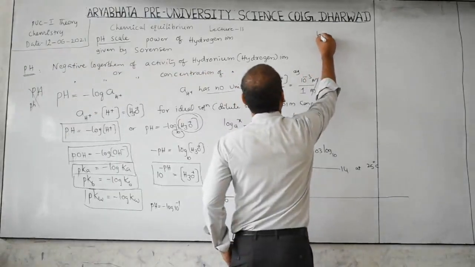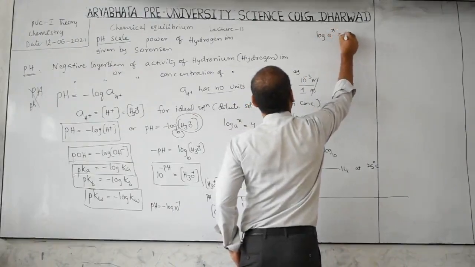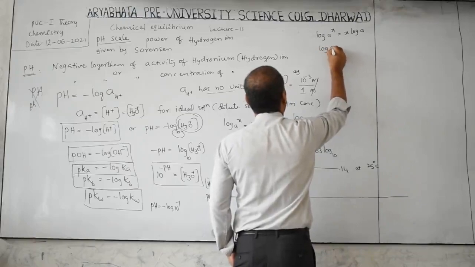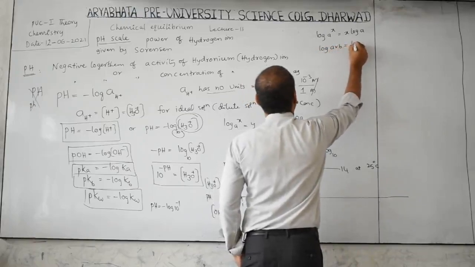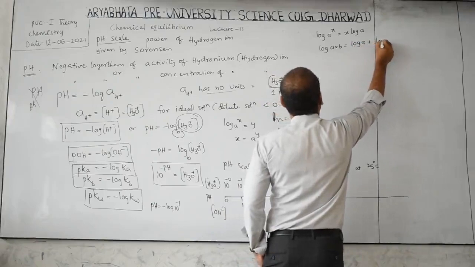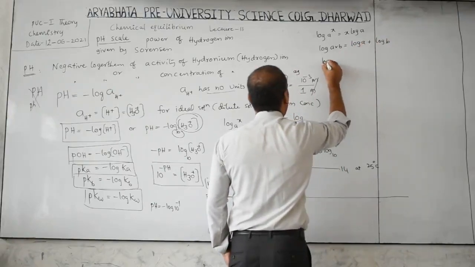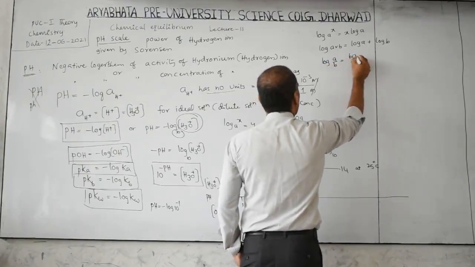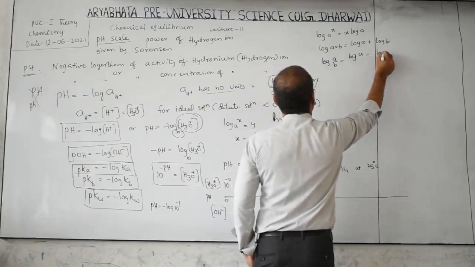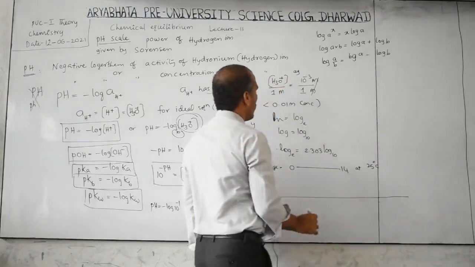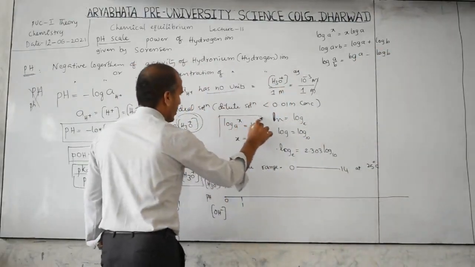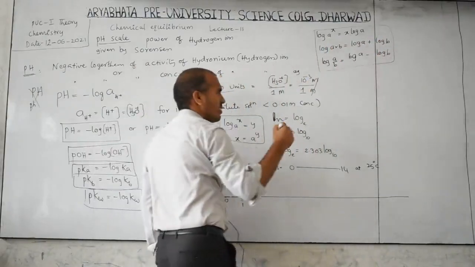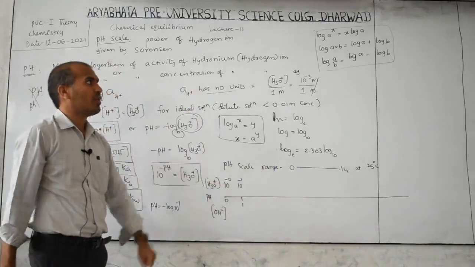What are the formulas? Log a power x is equal to x into log a. Log a into b can be represented as log a plus log b. Log a by b is represented as log a minus log b. These formulas you have to note. You may have already learned them in mathematics, but since they are involved every time, you have to remember these forms.